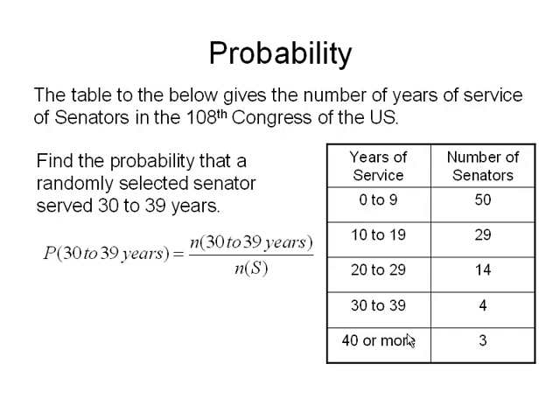So I want to find that probability, so I have to count up how many senators there are that have 30 to 39 years of service and then divide that by the number of things in the sample space, or the number of senators. So the number of senators with 30 to 39 years of experience is 4. There are 100 members of the Senate, so 4 over 100, or 0.04, is the probability. That's not very likely. That's fairly close to 0.